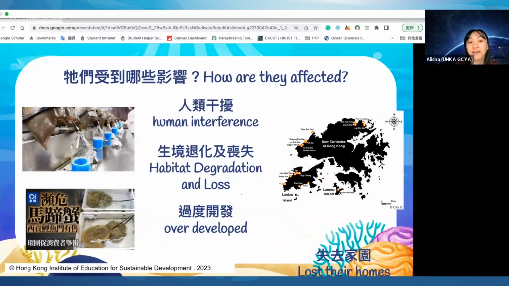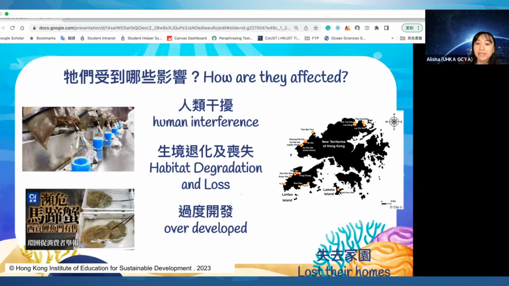So how are they affected by humans? Because they have many biomedical uses, humans will catch them from the sea and get their blood. But after getting the blood, just like humans, after we donate our blood, we are very weak. We have to take a break and rest, and it is the same for the horseshoe crab. But humans do not give them time to recover. They just take their blood and then throw them back into the sea again. So therefore, it is very hard for them to survive because their situation is not very good. They're very weak at that moment. So this is one of the interferences.